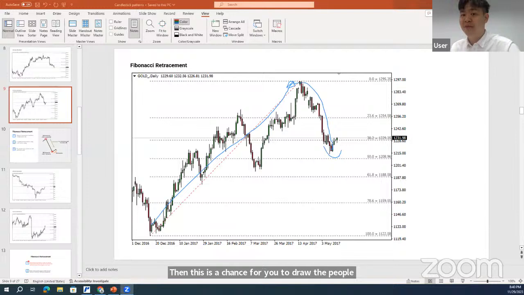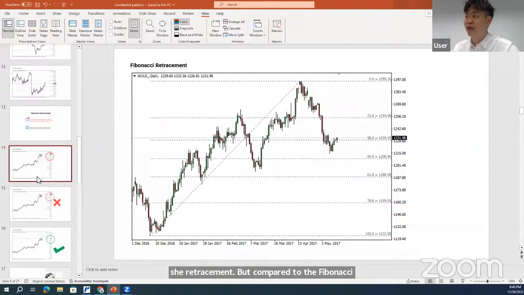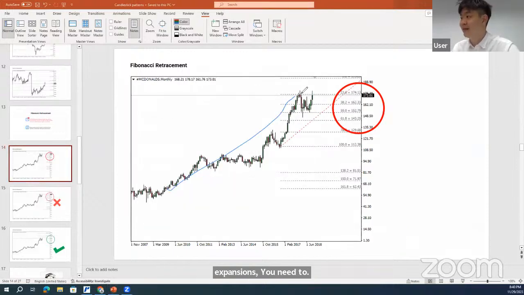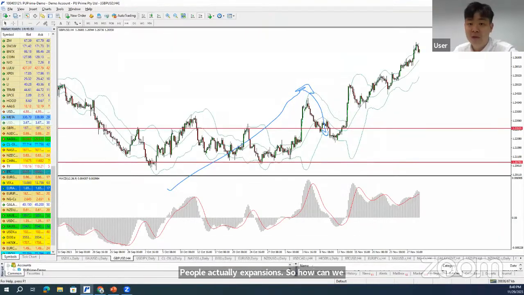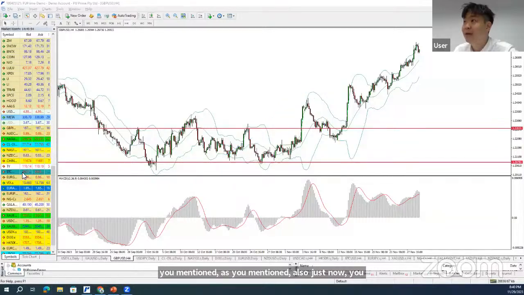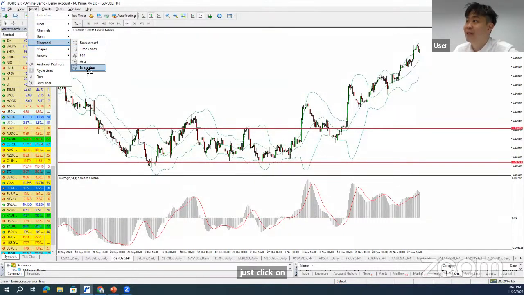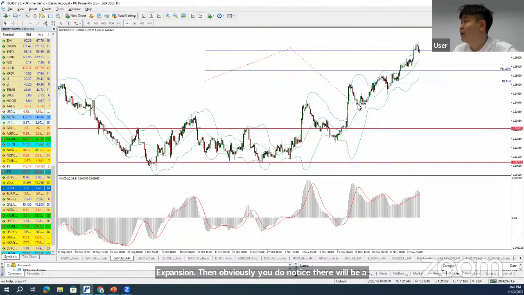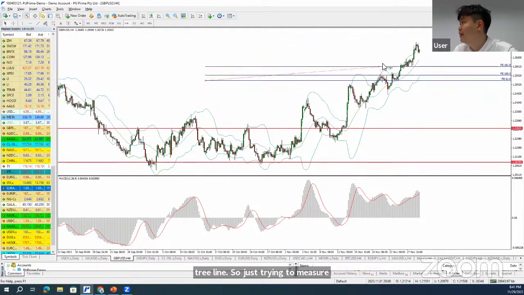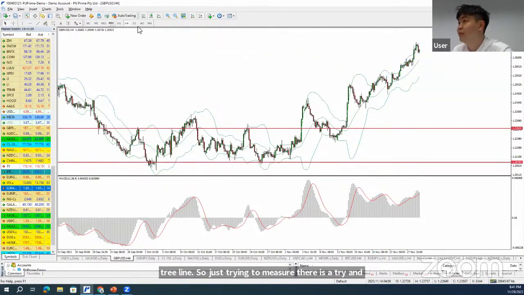But compared to the Fibonacci expansion, imagine the overall trend is going up, no retracement, just keep going up. So no retracement, no 20 to 30% drop back. You cannot use the Fibonacci retracement then. So it's better for you to use the Fibonacci expansion. How can we use the Fibonacci expansion? As we mentioned just now, you click on MT4, insert, and then Fibonacci expansion. Then after you click, you will notice there will be a three-line setup. So just make sure there is a triangle over there. So for example, here, let me see, it's good.